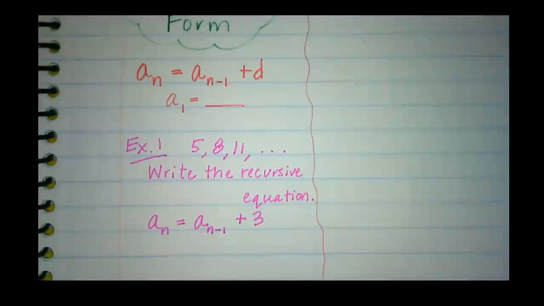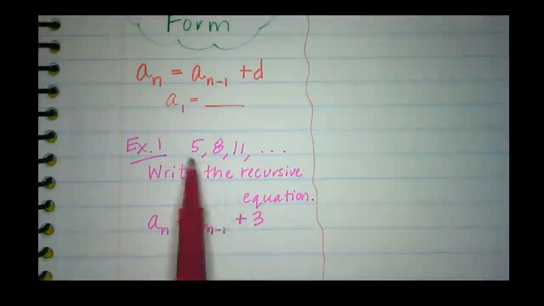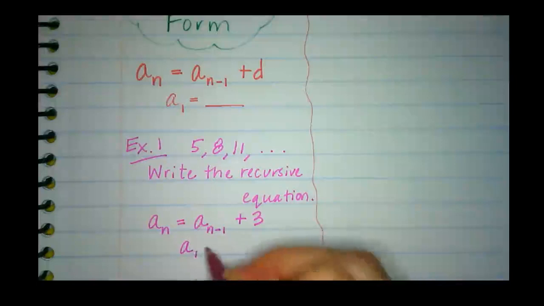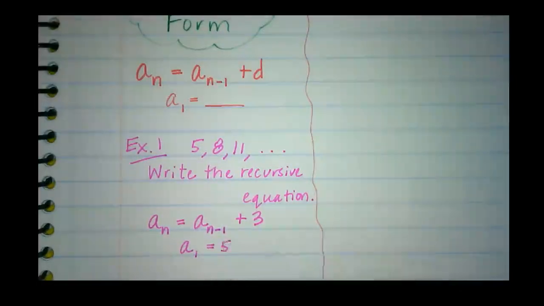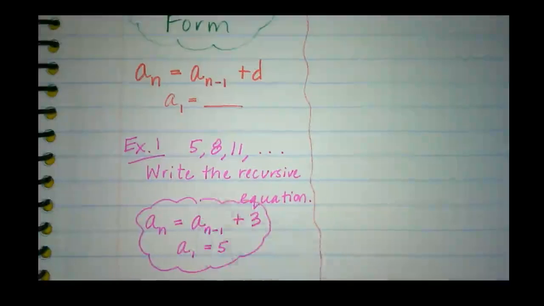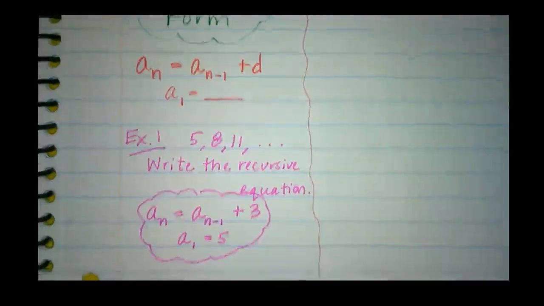The problem is that if I gave you this information, or if you gave me this information, I wouldn't be able to come up with this sequence unless I knew that I was going to start at 5. So that right here is the recursive form of a sequence. All right, for example 2, I want to go the opposite direction.